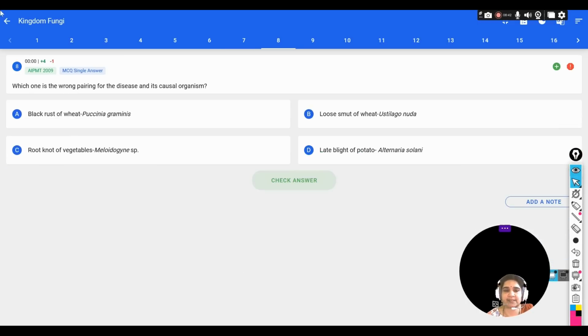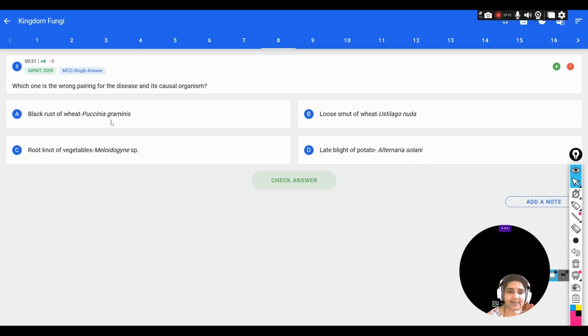Now, let us see the next question. Which one is the wrong pairing for the disease and its causal organism? See the options here. Black rust of wheat, Puccinia graminis. Loose smut of wheat, Ustilago nuda. Root knot of vegetables, Meloidogyne species. And late blight of potato, Alternaria solani. So all these are correct only.